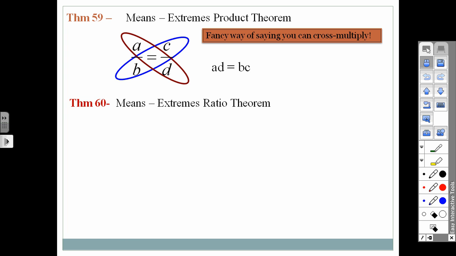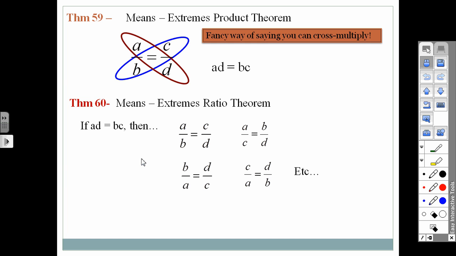The means extremes ratio theorem says that if you start off with this equation, you can actually come up with many, many different ways of writing your proportion. So one of them would be the typical one that we had up here. A is to B as C is to D. But think about this. If we look at this proportion where I have A is to C as B is to D, when you cross multiply, the A and the D are still being multiplied together and the B and the C are still multiplied together. So you can imagine there's a lot more variations that you could do where that would still be the case.